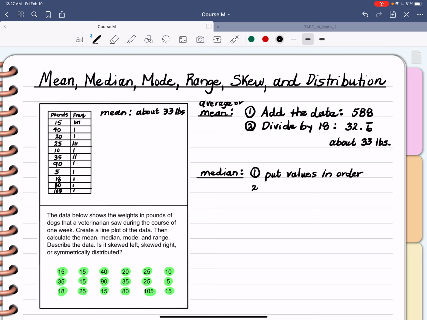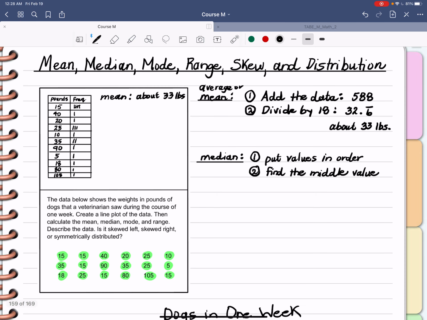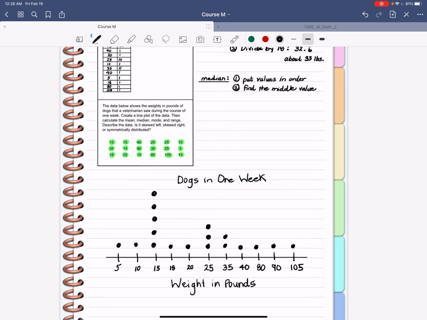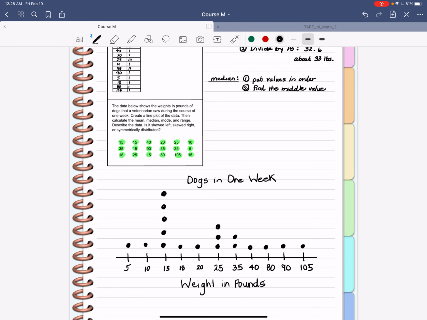And then you find the middle. Median means middle. The middle value. So, I'm putting these in order. We've got them down here. I'm going to refer to this because these are already in ascending order.